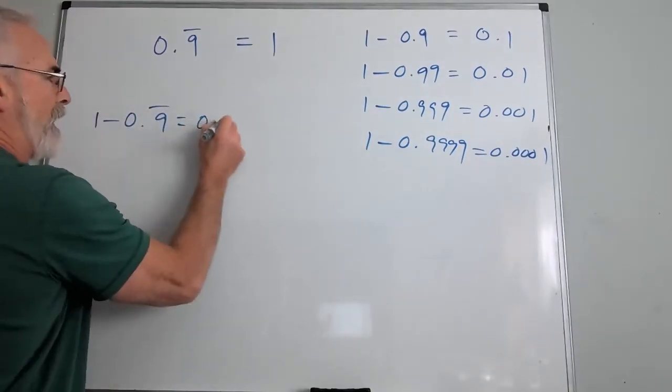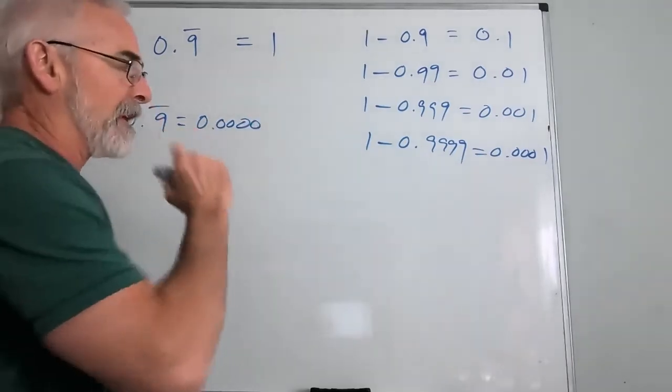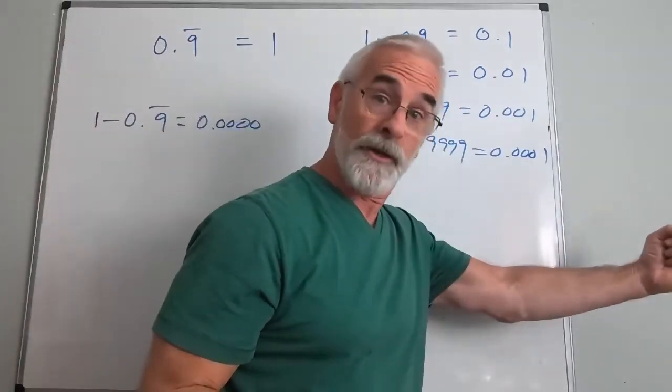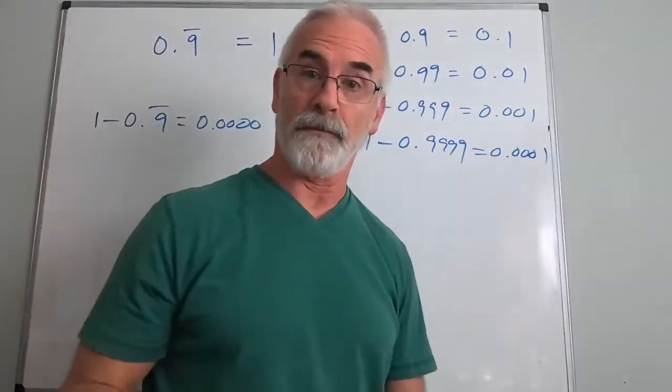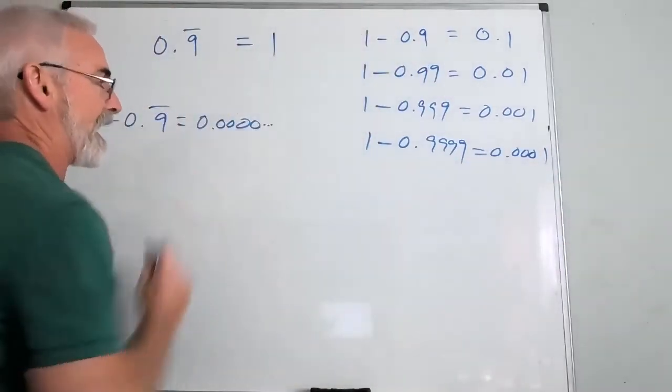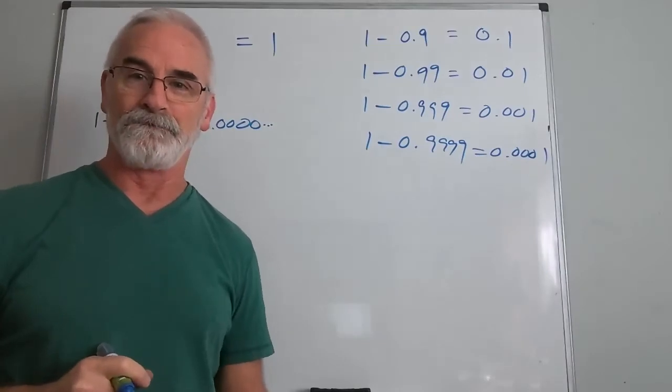Well, it's going to be 0 point with some zeros. At some point, I'm going to get a 1. Agreed? At some point, I'm going to get a 1. So the question is, how many zeros do I have before I get a 1? Exactly how many?